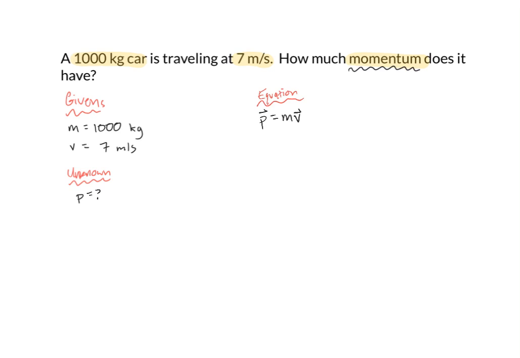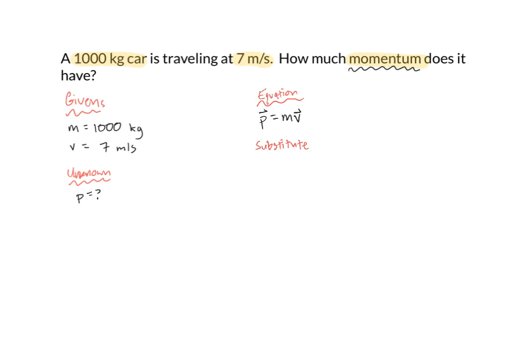And I'm going to draw little arrows on top of my momentum and my velocity because those are both vectors. This is a really nice equation because we've already solved for our unknown. It's already by itself, so we don't have to do any algebra to move it around, and we can just move on to the next step, the substitution step.